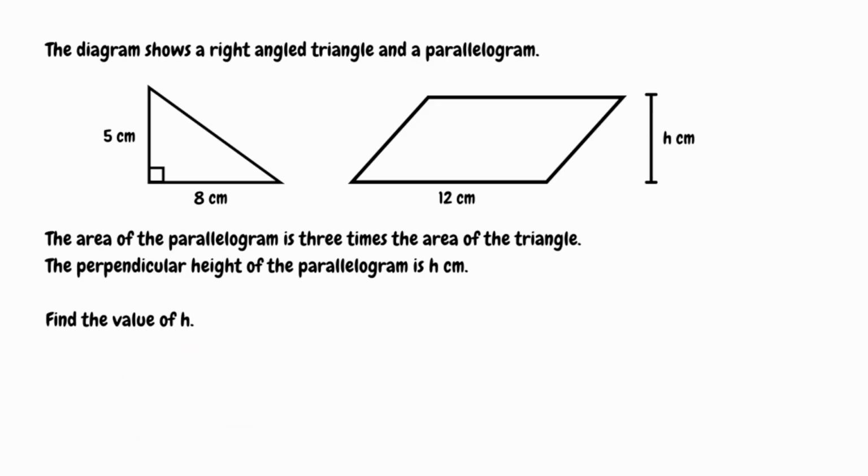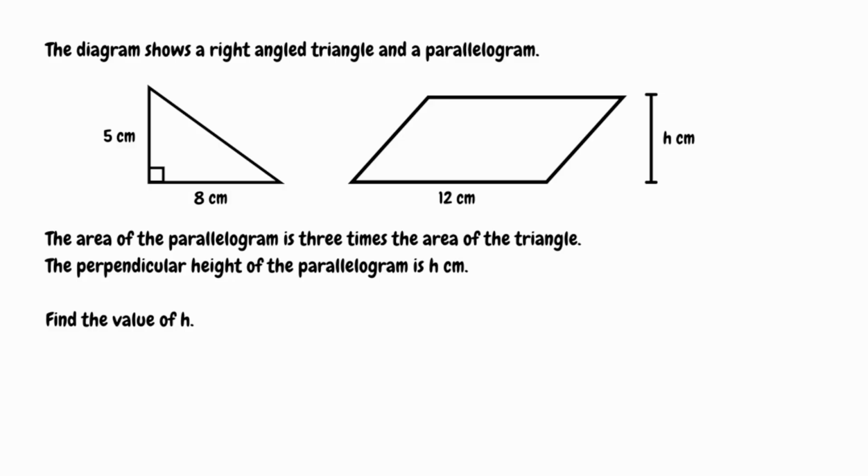So for this next question, we've got that the diagram shows a right-angled triangle and a parallelogram. The area of the parallelogram is 3 times the area of the triangle. The perpendicular height of the parallelogram is h centimetres. We need to find the value of h.